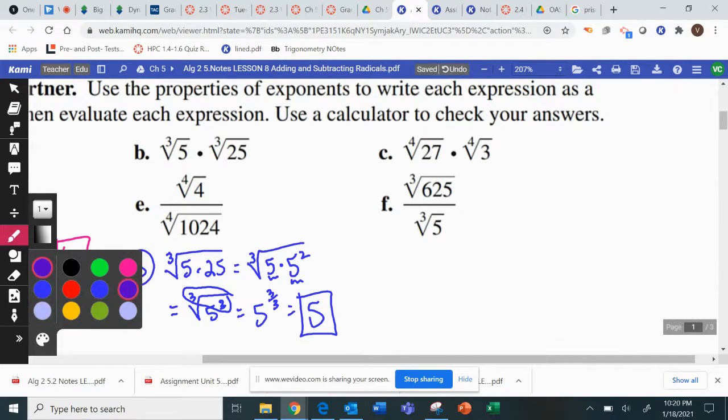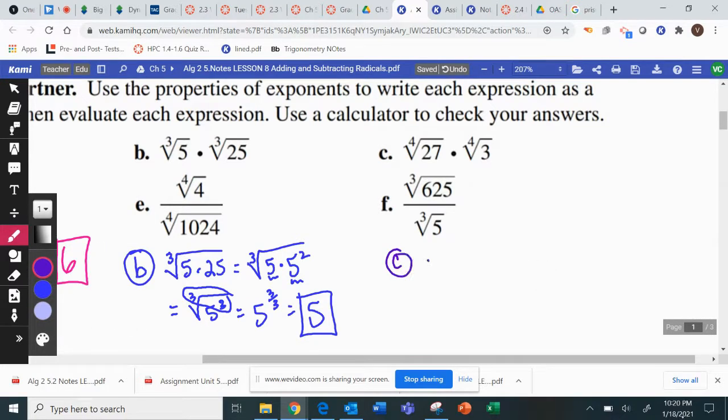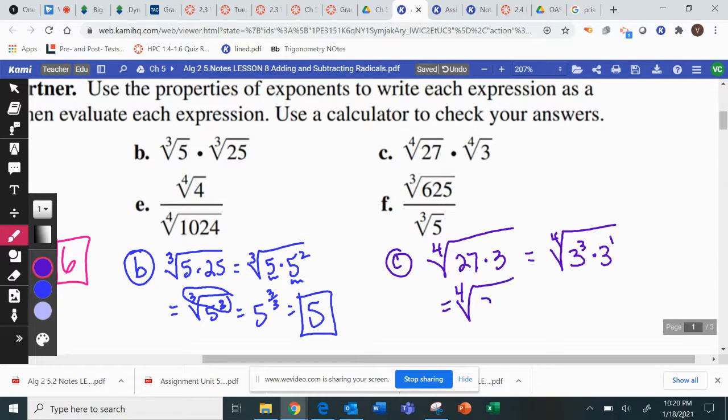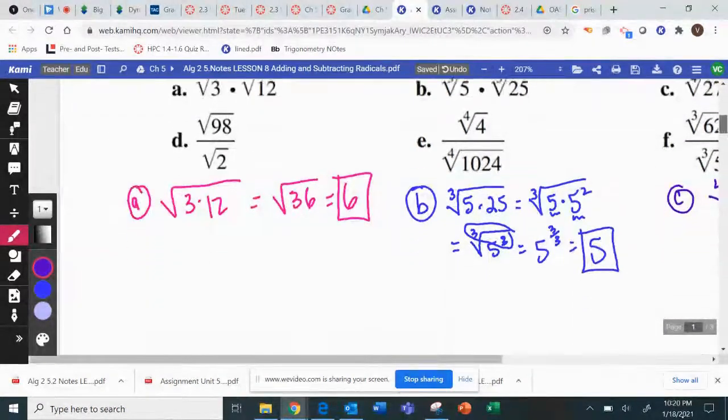Question C. We've got the fourth root of 27 times the fourth root of 3. I'm going to do this one like question B. I think it's easier to use smaller numbers because I would have to multiply these, which isn't difficult. But 27 is 3 to the third, and 3 would be one more. So that gives us the fourth power of 3 to the 4, which is 3. Question D.